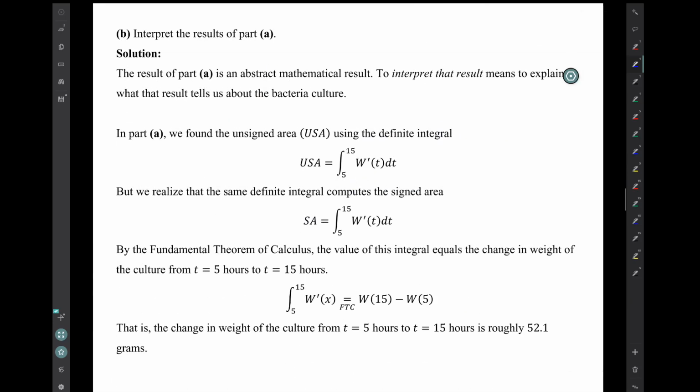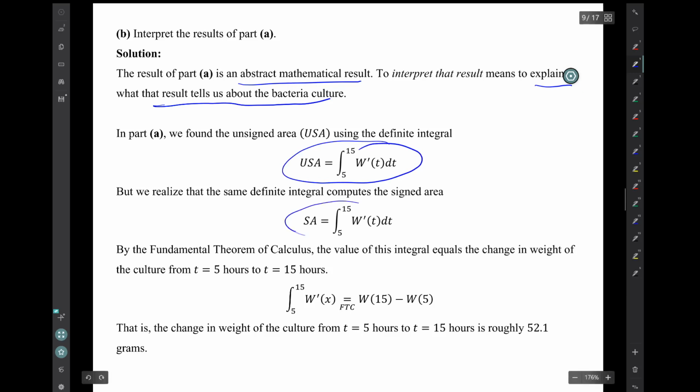Question B. Interpret the results of Part A. Well, remember, the result of Part A is an abstract mathematical result. To interpret that result means to explain what the result tells us about the bacteria culture. In Part A, we found the unsigned area using this definite integral, but we observed that that same definite integral computes signed area. Now, the connection that we need to make is, by the fundamental theorem of calculus, the value of that definite integral equals the change in weight of the culture from 5 to 15 hours.